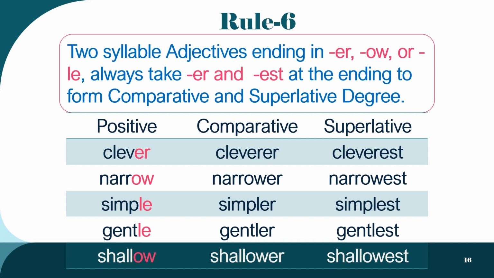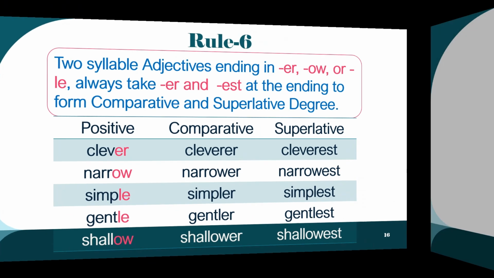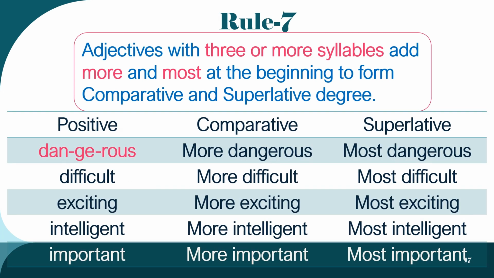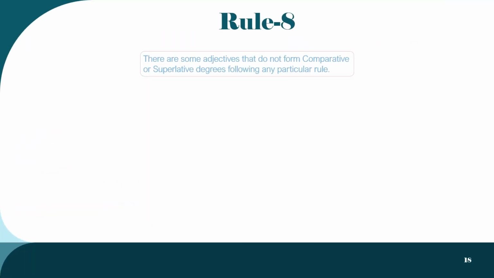Now it's time for three or more syllables. Rule 7. Adjectives with three or more syllables add more and most at the beginning to form comparative and superlative degree. Examples are dangerous, more dangerous, most dangerous; difficult, more difficult, most difficult; exciting, more exciting, most exciting; intelligent, more intelligent, most intelligent; important, more important, most important. And at last, rule 8.